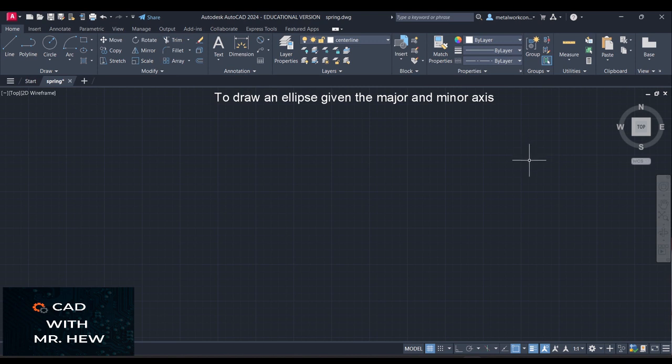In today's video, we'll be looking at how to draw an ellipse given the major axis and minor axis. In the previous video, we looked at the construction of an isometric drawing. So we'll be moving on with today's lesson whereby we'll be constructing the ellipse.